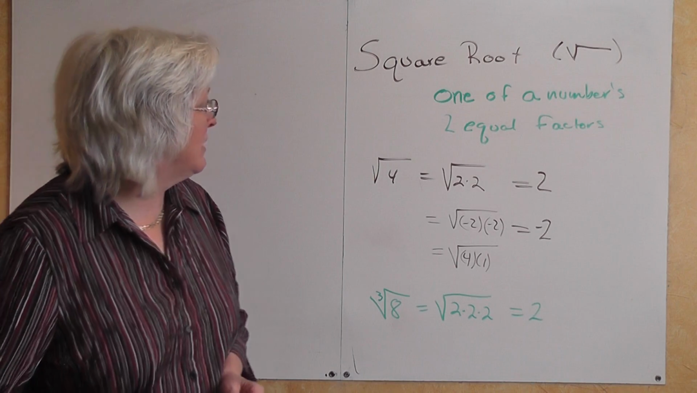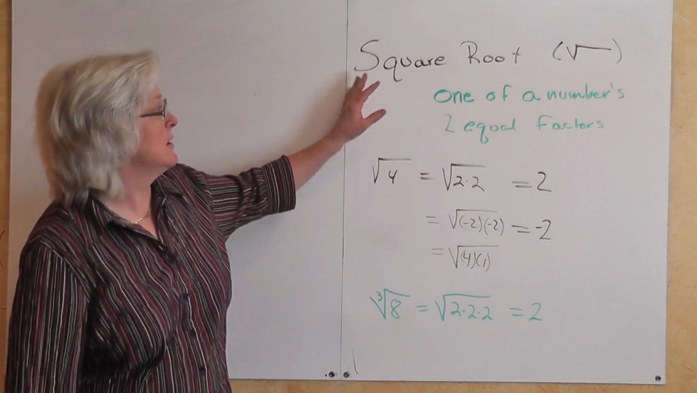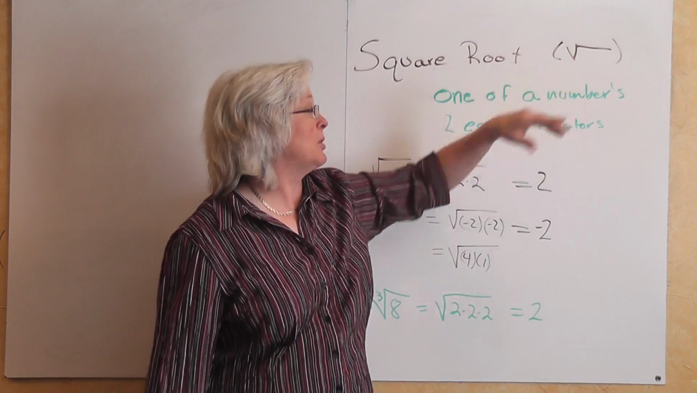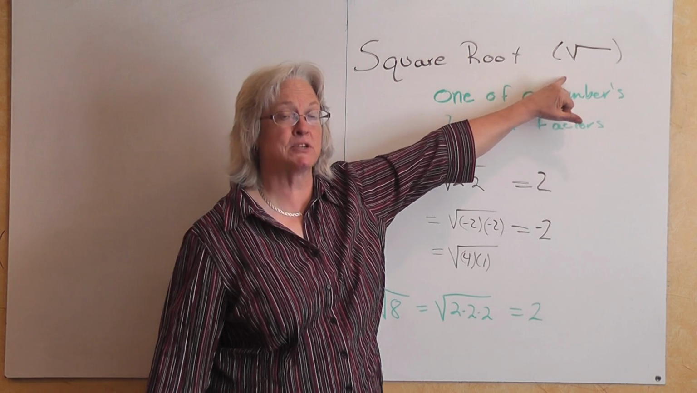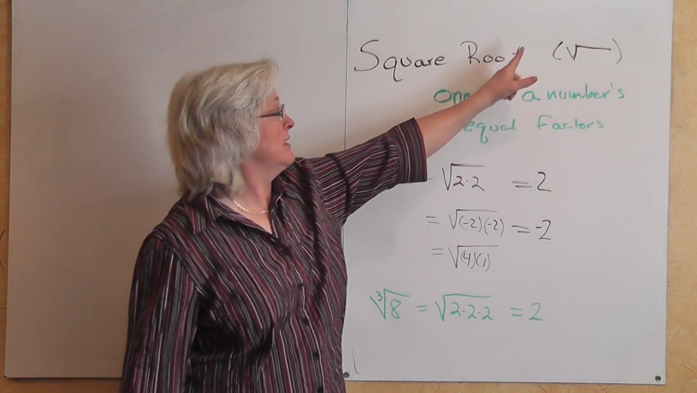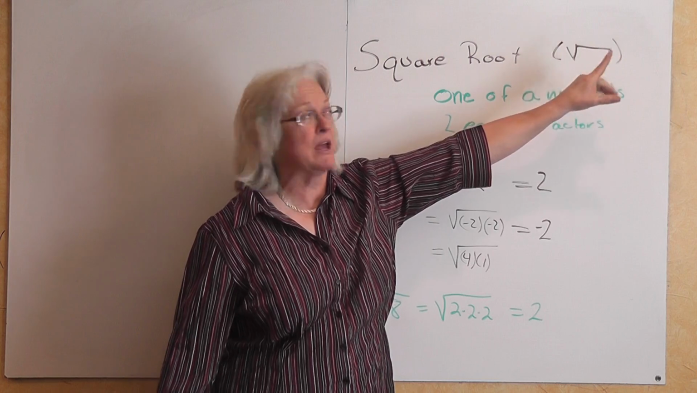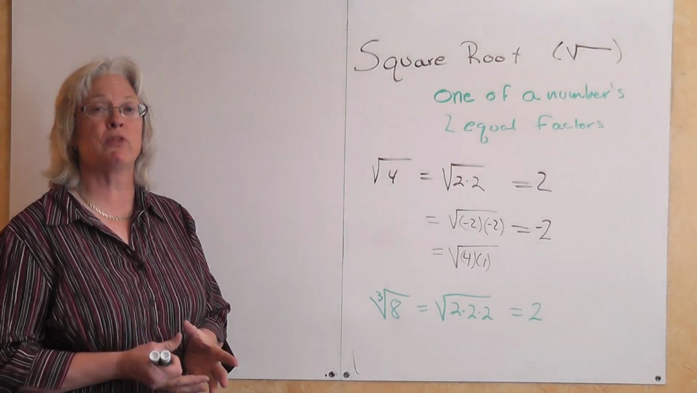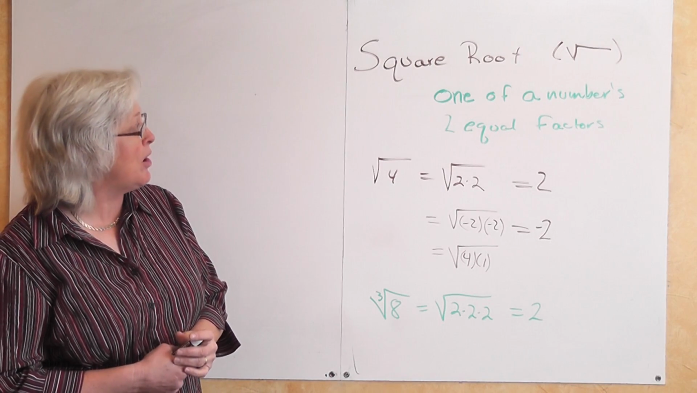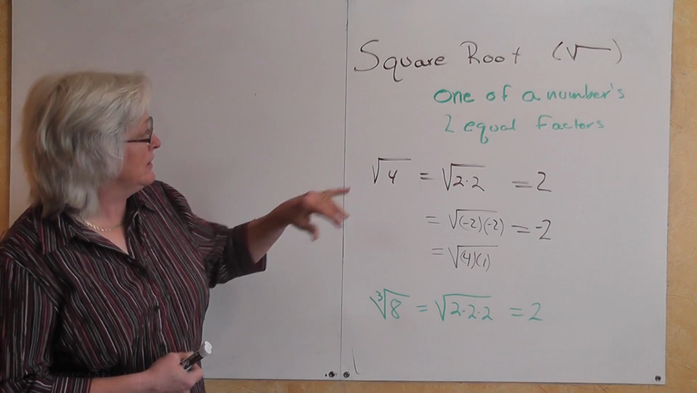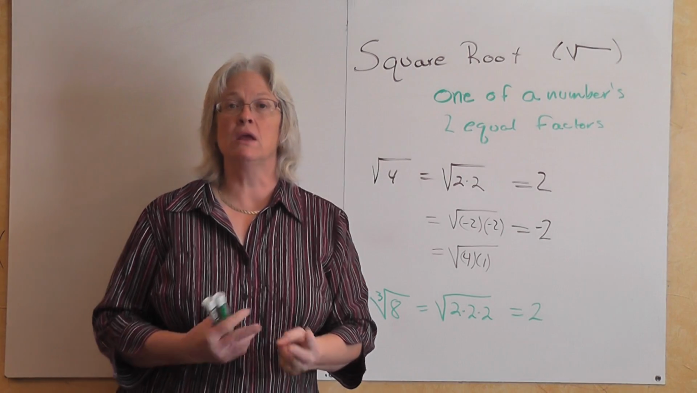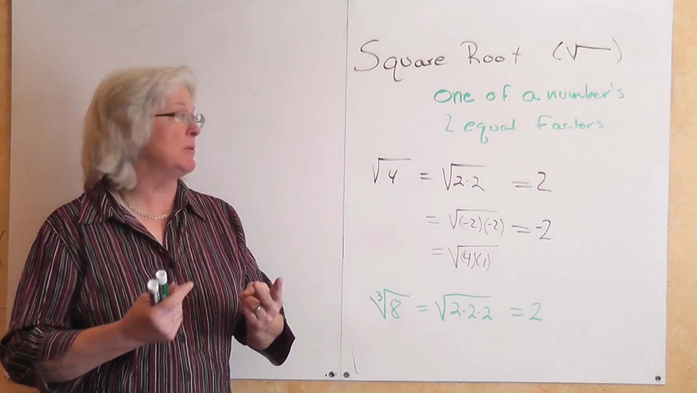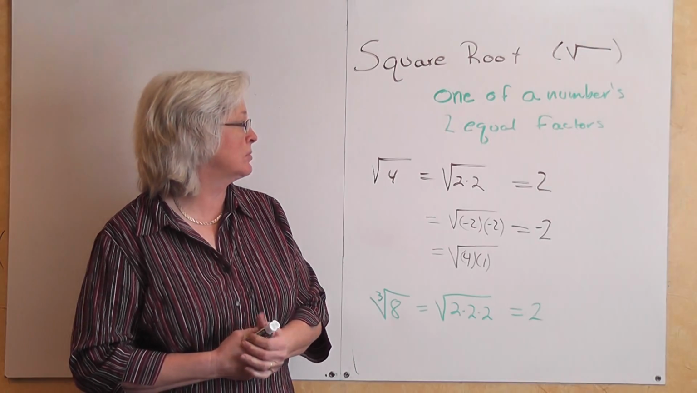So we're going to be talking about finding the square root of a number. Square root is indicated by this funny looking sort of check mark over here. This is called the radical symbol, radical sign. And there are no numbers indicated, it's just this little check mark here. And you'll remember that a square root is one of a number's two equal factors. And you remember the factors are the things that you multiply together to come up with a product, or the answer to a multiplication problem.